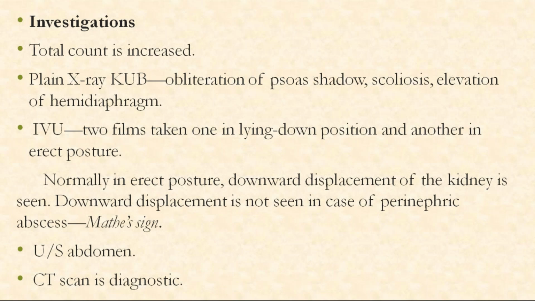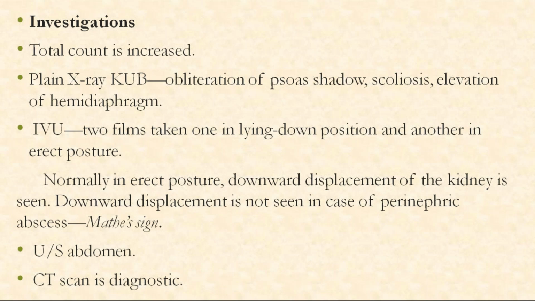Next investigation is intravenous urography. This intravenous pyelography can be taken in two positions. One is the lying down position, another is the erect posture, the standing position. So what can you know by doing these two positions? Normally, in a standing position, a downward displacement of the kidney is seen. If it is a perinephric abscess, that may be obliterated. So downward displacement is not seen in perinephric abscess. That is called Mathe's sign.